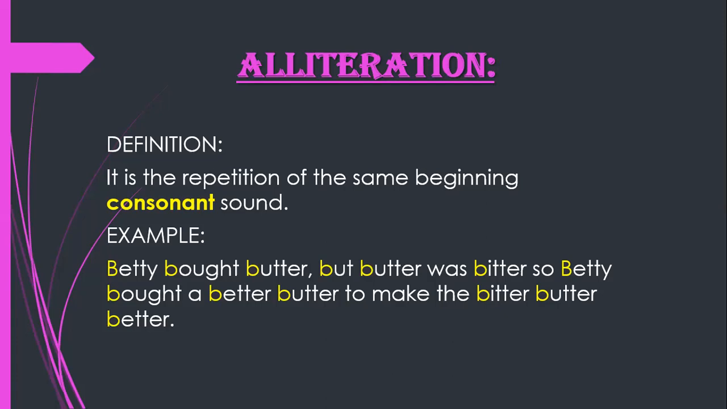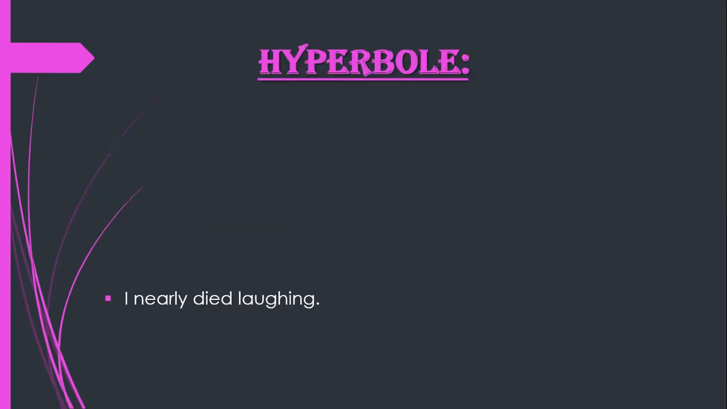So when we talk about alliteration, what is it? It's the repetition of the same beginning or initial consonant sound. The example is mentioned here. So please remember it, dear students: alliteration is a repetition of the same initial consonant sound. We are not talking about vowel sounds or any other sound, and that must be within a line. This is called alliteration.